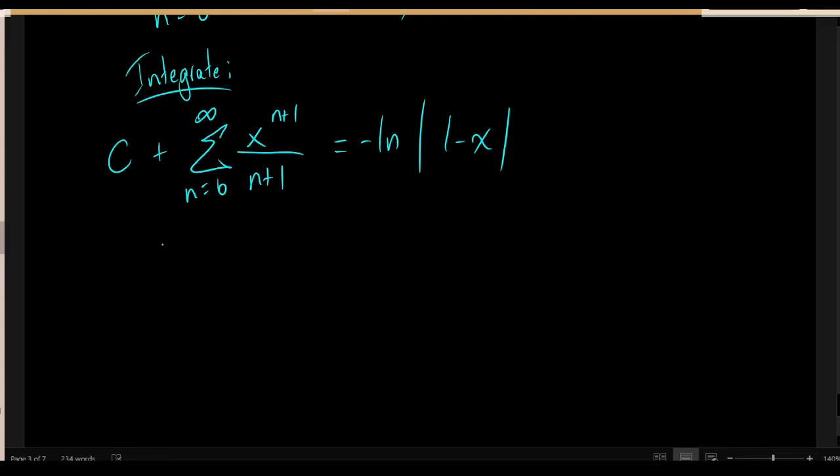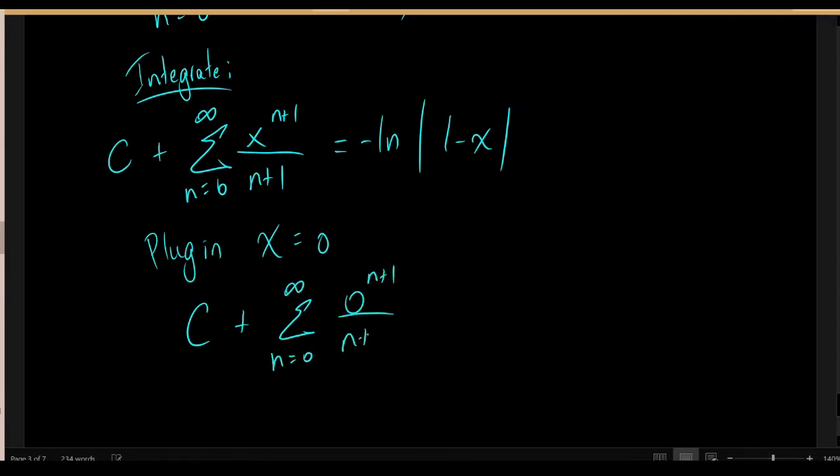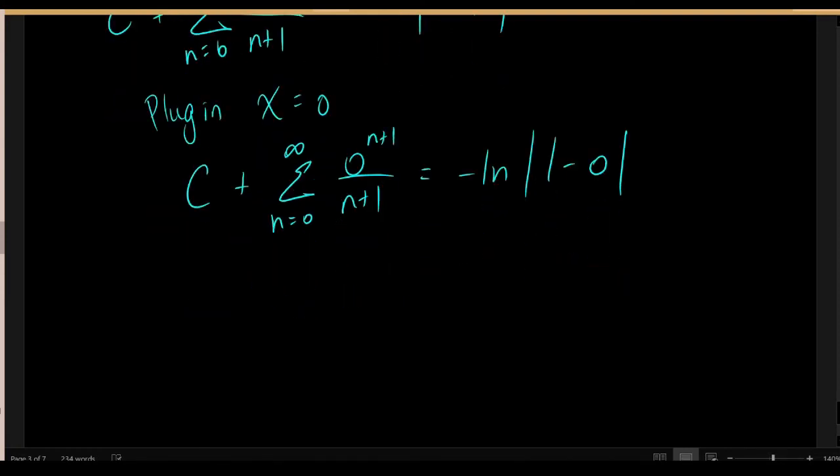So let's plug in the center. Let's plug in x equals 0 to both sides, and let's see what happens. On the left-hand side, we have c plus the sum from 0 to infinity, 0 to the n plus 1 over n plus 1, which is equal to natural log of 1 minus 0. Now 0 to a positive power always vanishes. And then we're left with c equals the negative natural log of 1. Natural log of 1 is equal to 0. Okay, so c is equal to 0.